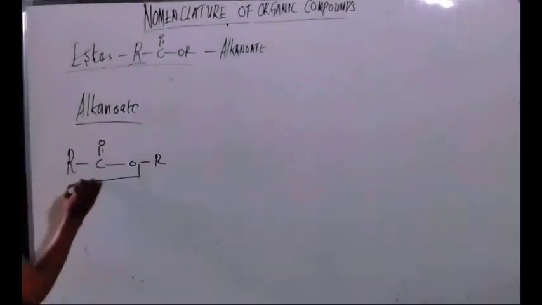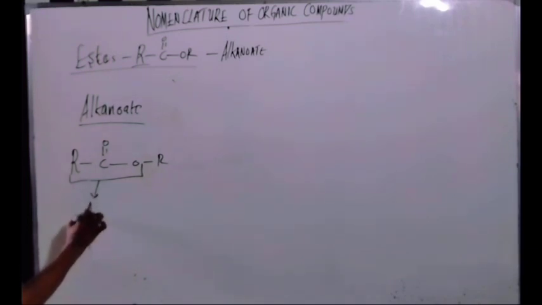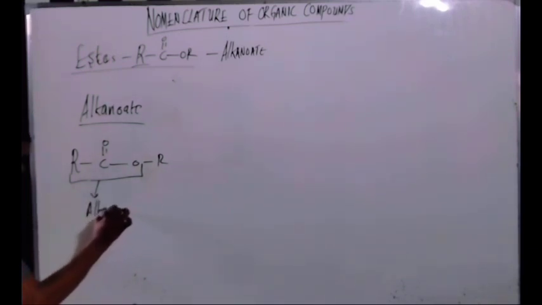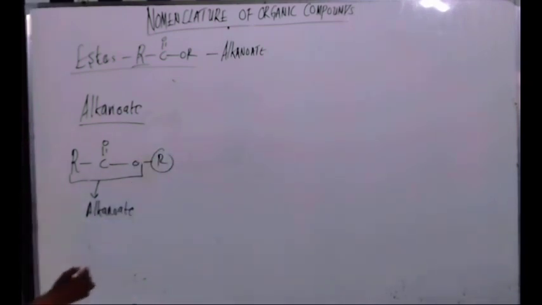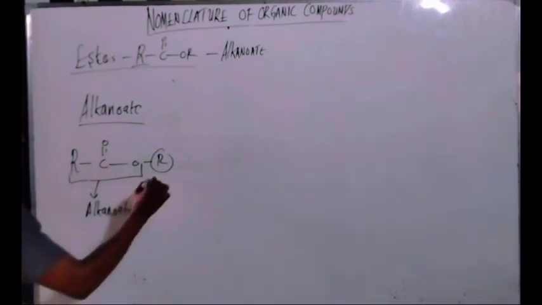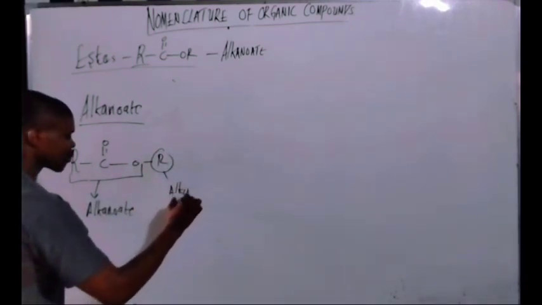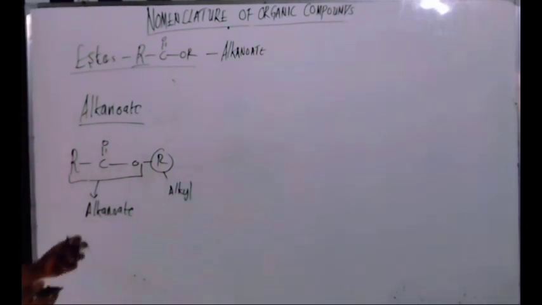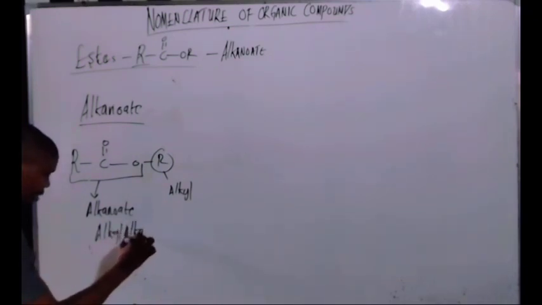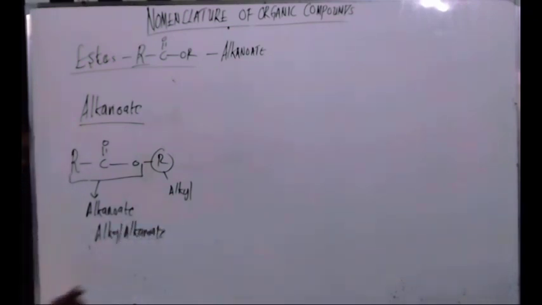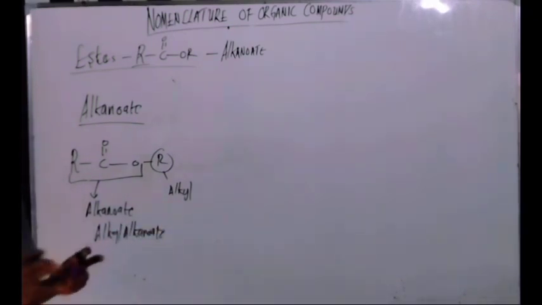From here to here is the alkanoate, which is the main group. This one here is the alkyl. So the name is going to be alkyl alkanoate. That is it. Now let's start naming.